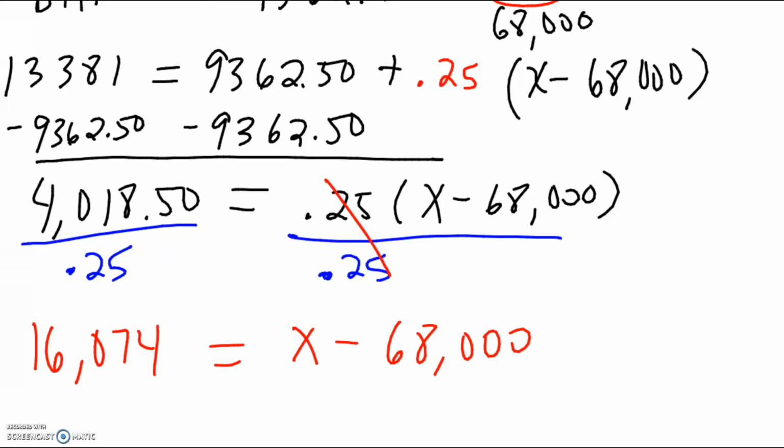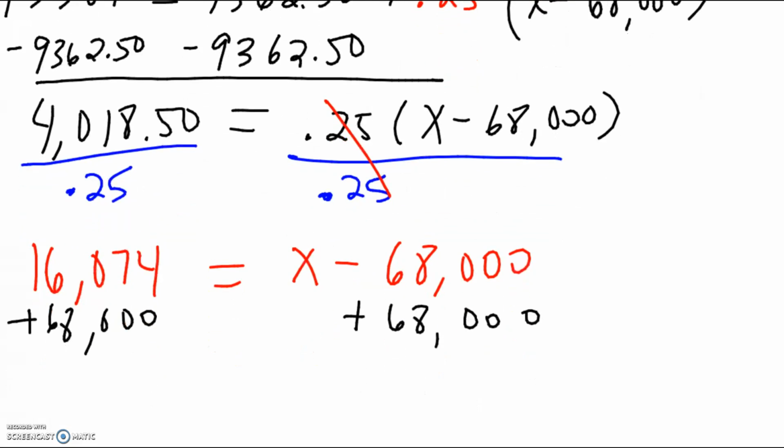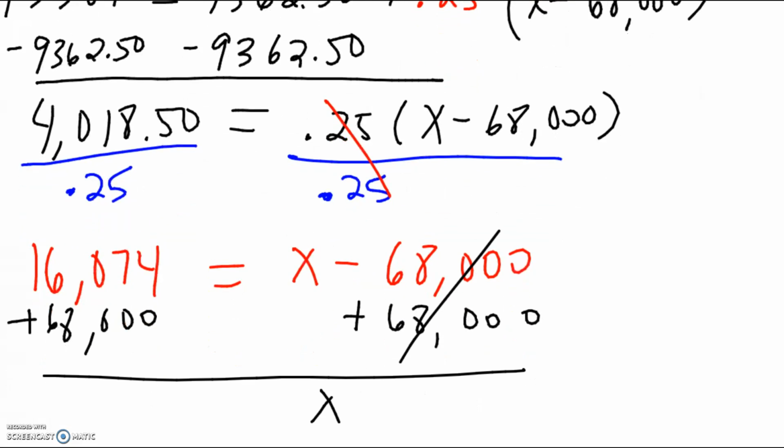And then to get x by itself on one side of the equal sign, we need to add 68,000 to both sides. And this will give us the family's adjusted gross income total. Cancels here, and x equals $84,074. And this is our final answer.